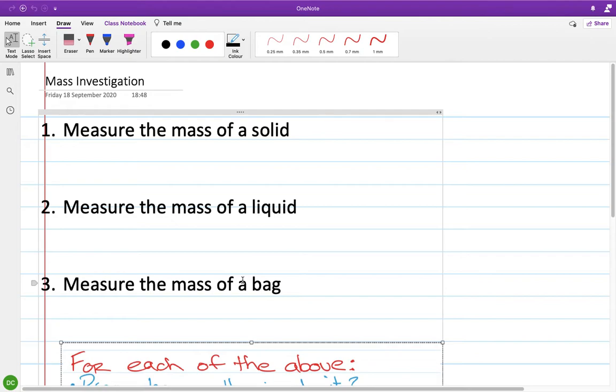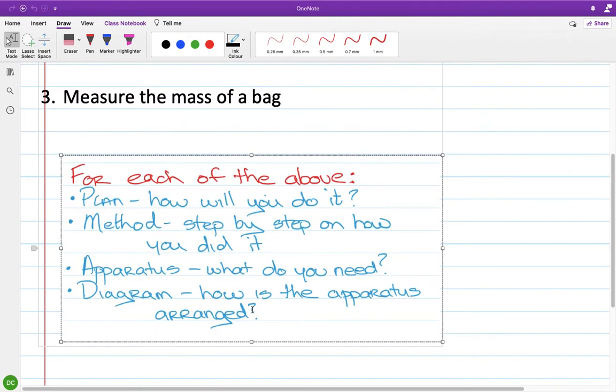Something that's awkward, something that is too large that when you put it down on something like a weighing scales, it actually covers over the numbers. So it's not an easy thing to measure the mass of. And what I want you to do is for each of the above, I want you to plan. So how will you do it? How will you measure the mass of a solid? How will you measure the mass of a liquid?